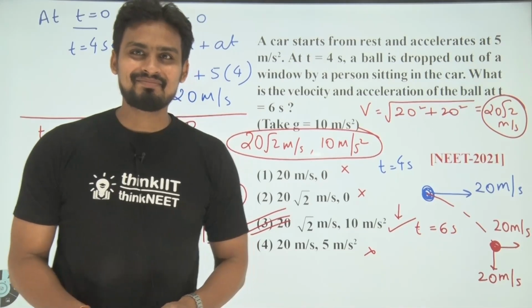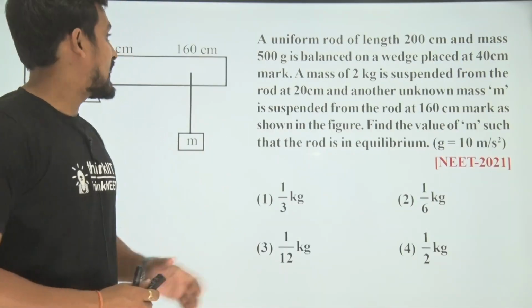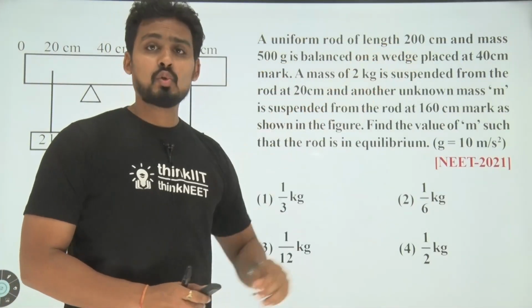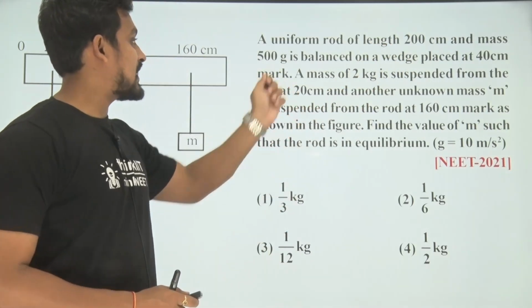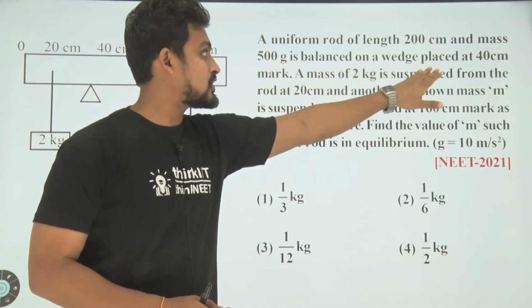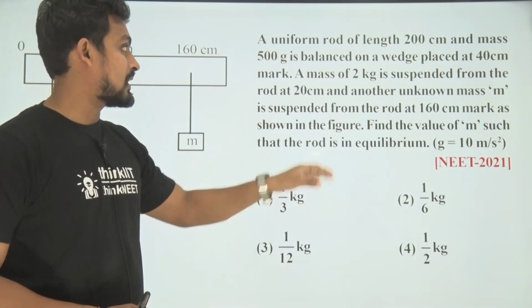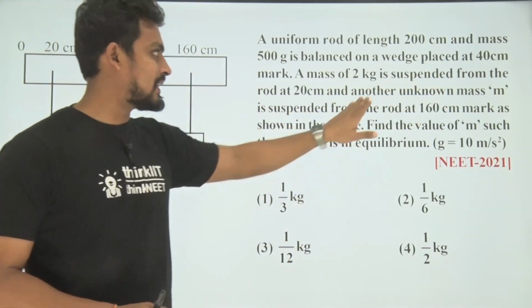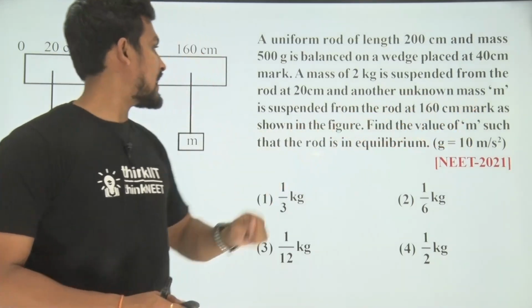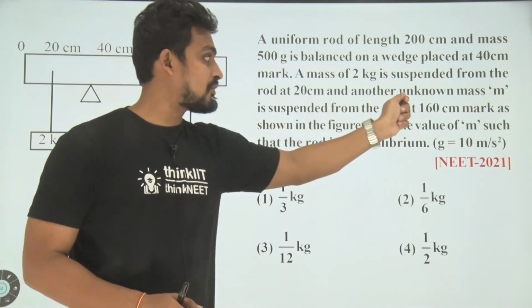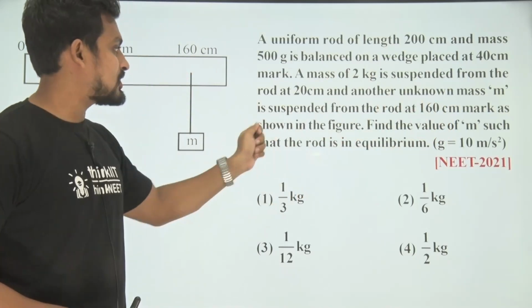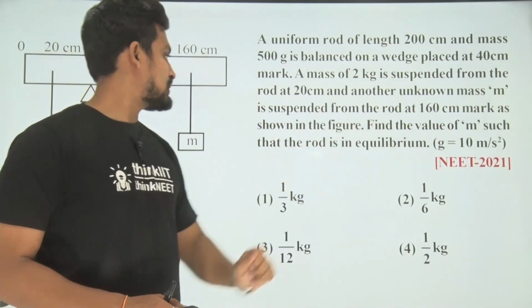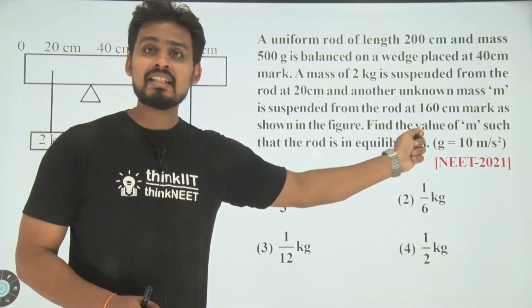Okay, so the question says that a uniform rod of length 200 centimeter and mass 500 gram is balanced on a wedge placed at the 40 centimeter mark. A mass of 2 kg is suspended from the rod at 20 centimeter and another unknown mass, small m, is suspended from the rod at the 160 centimeter mark as shown in the figure. Find the value of small m such that the rod is in equilibrium.